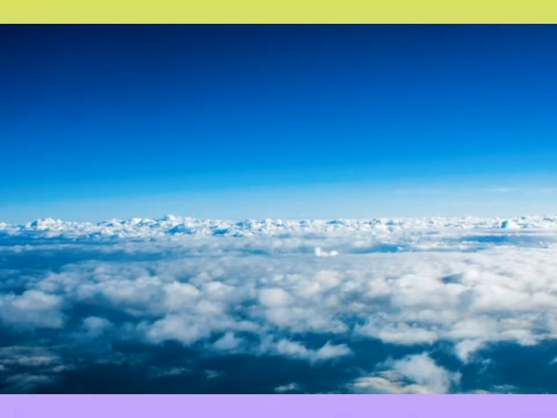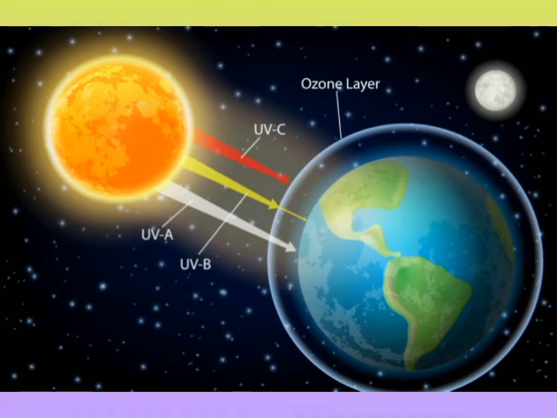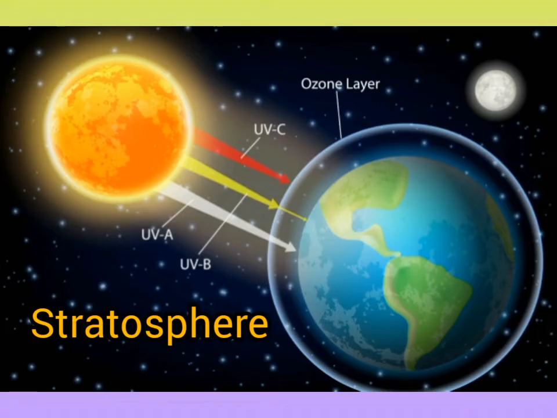This layer contains the air that we breathe, and all the weather changes take place here. That is the weather condition of that day, whether it is a sunny day or a cloudy day or a rainy day. All this happens only in this troposphere region, which is just above the earth. So the next layer is the stratosphere.